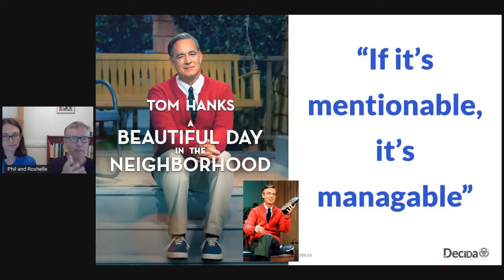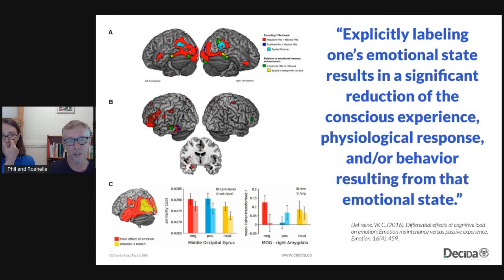If you've seen A Beautiful Day in the Neighborhood, this is a great film. Fred Rogers, for anyone that grew up in America, which we didn't, would understand this. He was very much a fan of if it's mentionable, it's manageable. This feeds into the concept that if you've got a word for it, if you can articulate it, then you can start to manage it. So this is really important, and the science backs this up.